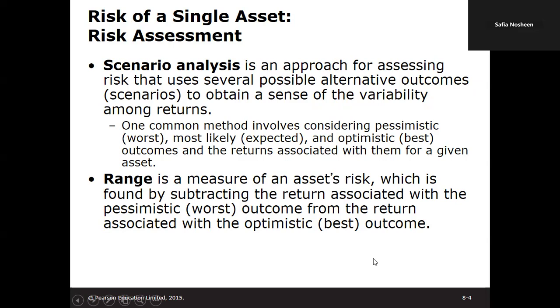Scenario analysis is about assessing risk, in which we look at alternative outcomes, or scenarios, to have a sense of variability. For example, we can assess what the worst result is, what the most expected result is, and what the best, or most optimistic, result is. The more scenarios we have, the more accurate results we can have. Whereas the range is the difference between the best one and the worst one.